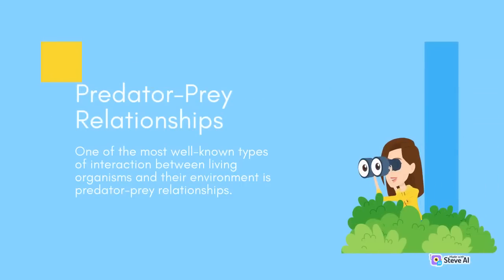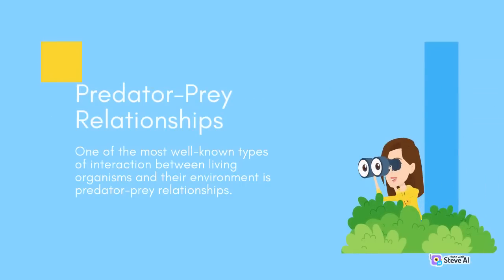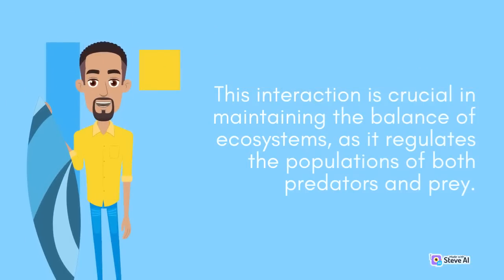Predator-prey relationships. One of the most well-known types of interaction between living organisms and their environment is predator-prey relationships. In these relationships, predators hunt and kill prey for food. This interaction is crucial in maintaining the balance of ecosystems, as it regulates the populations of both predators and prey.